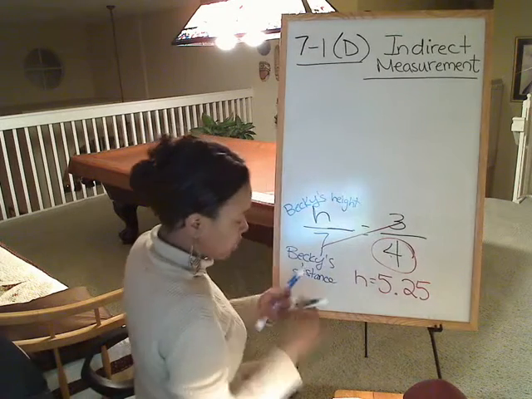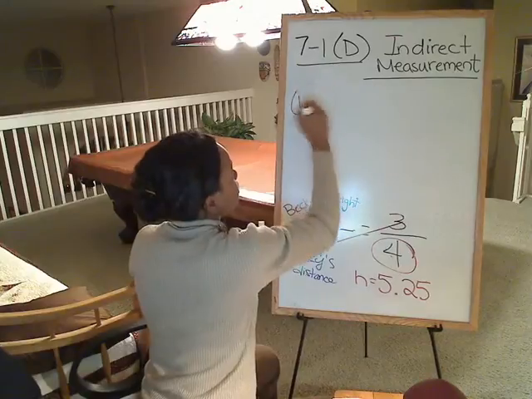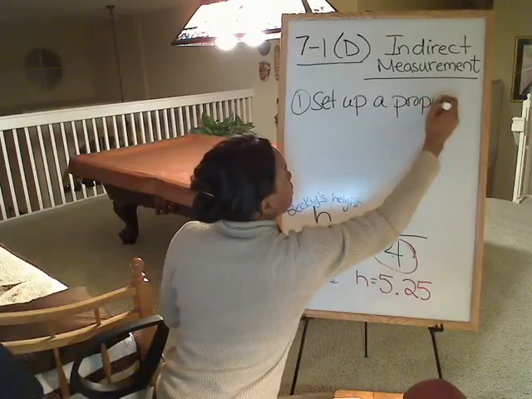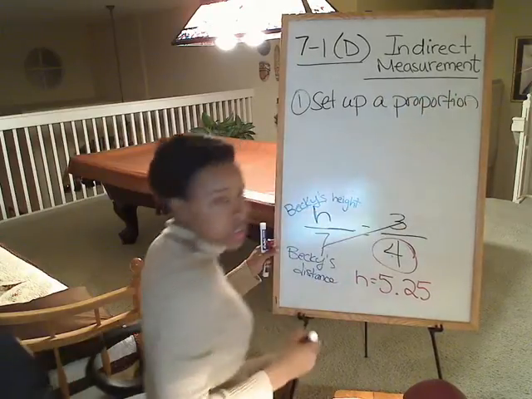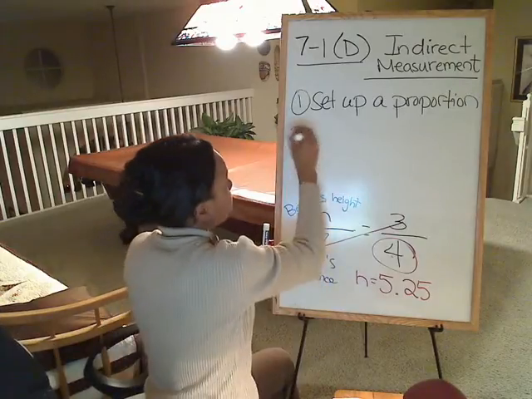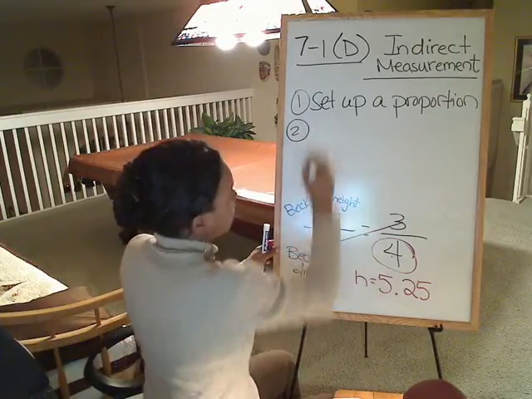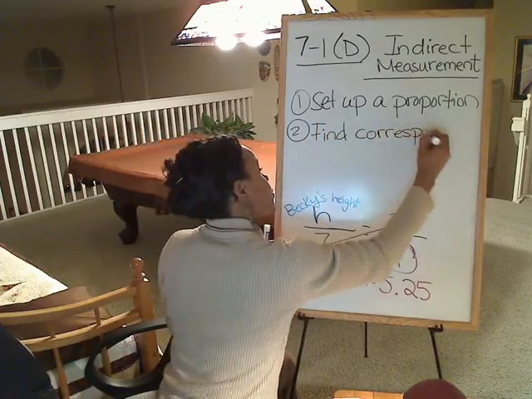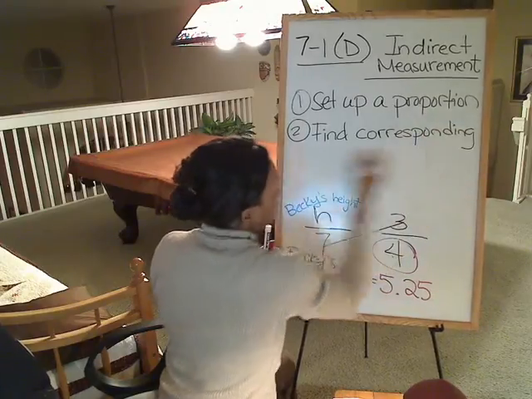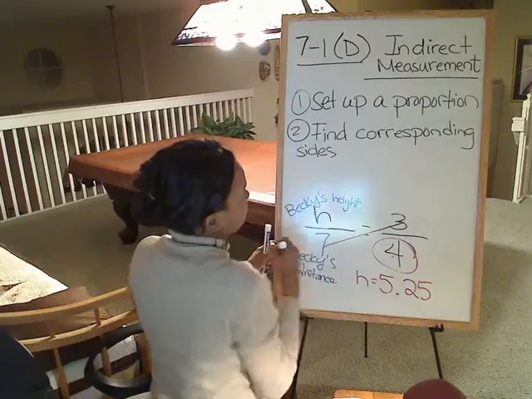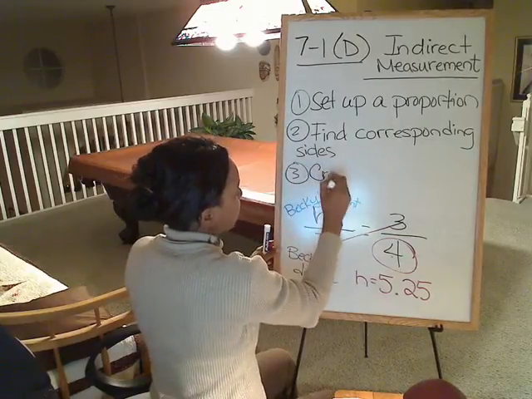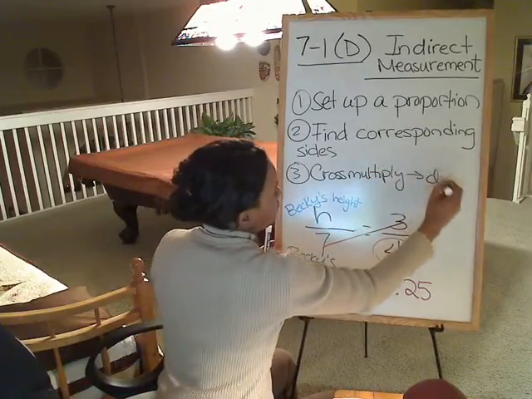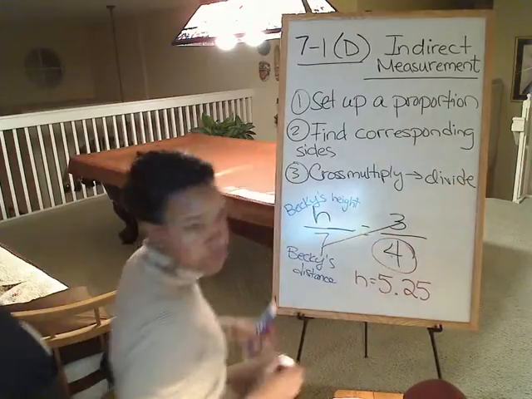Oh, what I want to do is write down the second step. So if you remember, what was the first step? The first step was to set up a proportion. Okay, set up a proportion. The second step, find corresponding sides. And the first step and the second step kind of go together. It's part of setting up the proportion. And the third step is to cross multiply, then divide. Okay, cross multiply, then divide.